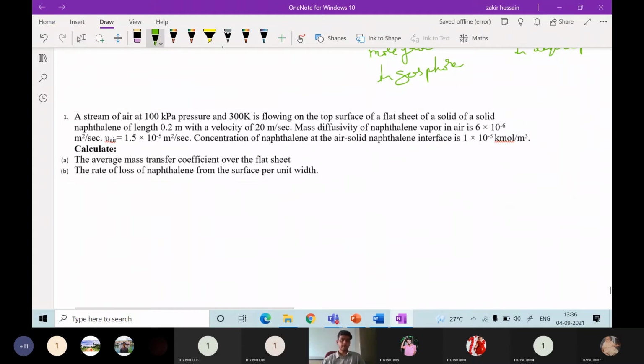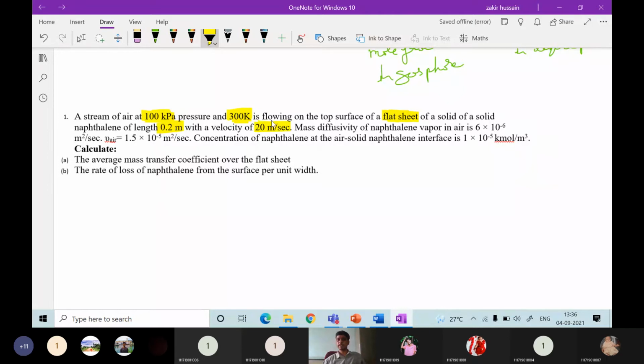I'm reading the problem. A stream of air at 100 kilopascal, which is the total pressure, and 300 Kelvin temperature is flowing on the top surface of a flat sheet of solid naphthalene of length 0.2 meter. So a flat sheet of naphthalene is there, having length of 0.2 meter. This is the problem of flat sheet, so that correlation we have to use.